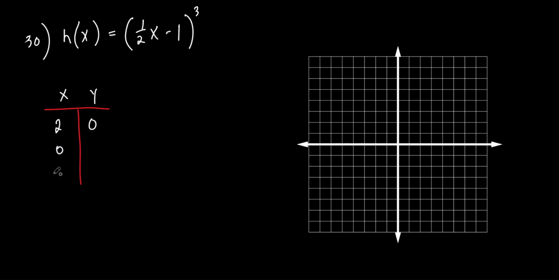So what did I say, 0 and 4? Put a 0. What's half of 0? 0. Minus 1 is negative 1. What's negative 1 cubed? It's negative 1. Put a 4 in for this. Half of 4 is 2. 2 minus 1 is 1. What's 1 cubed? Positive 1. Now we're getting somewhere, we're picking some good points. So let's see what it starts to look like. 2, 0 would be right here. Then 0, negative 1 would be about right there. And 4, 1 would look right here.